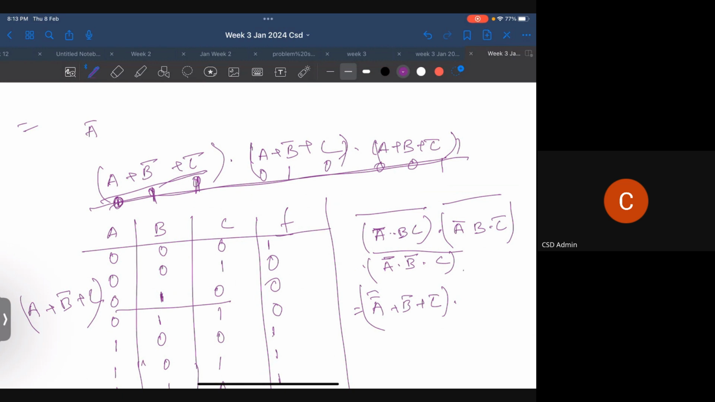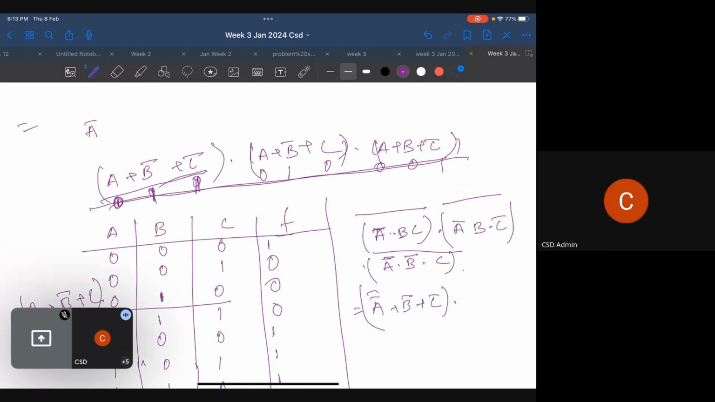That will be fine. When I simplified this, it became A plus C bar. Okay, I'll send something separately. Okay. Yeah, yeah. Okay. So, any doubt?